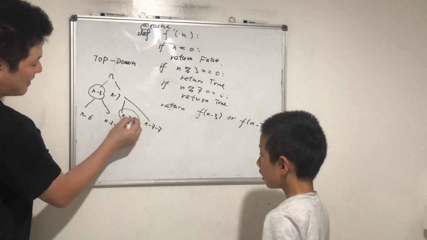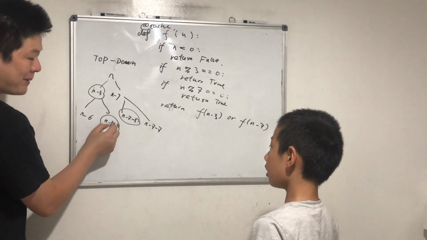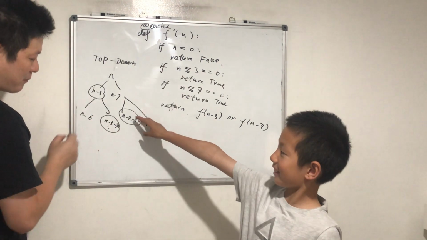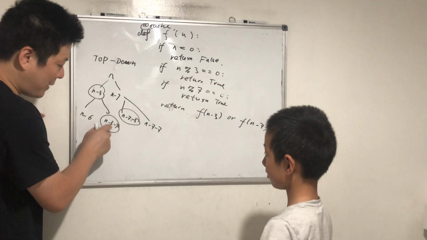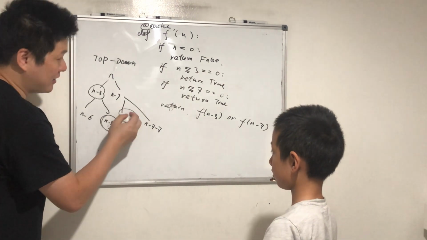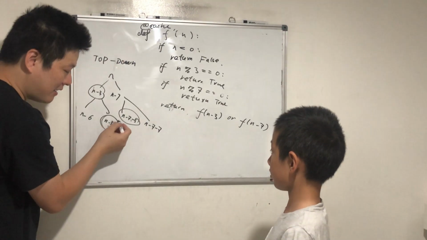So look, yeah? Duplicate calculation. N minus 3 in different places, but this is the same value. It calculates differently. So we need a cache, right? As long as we need.